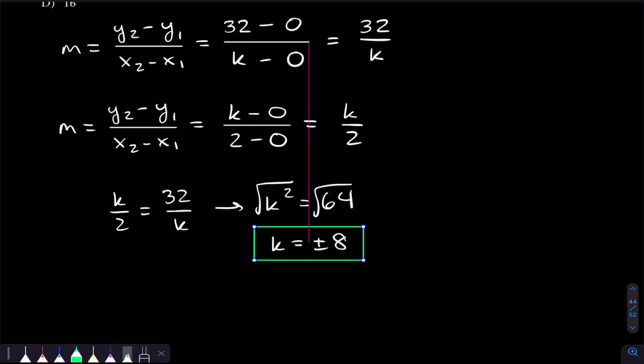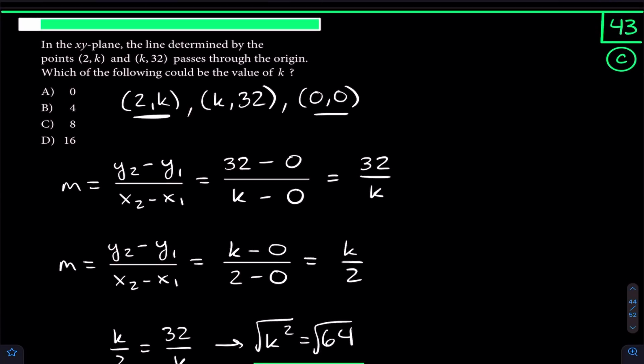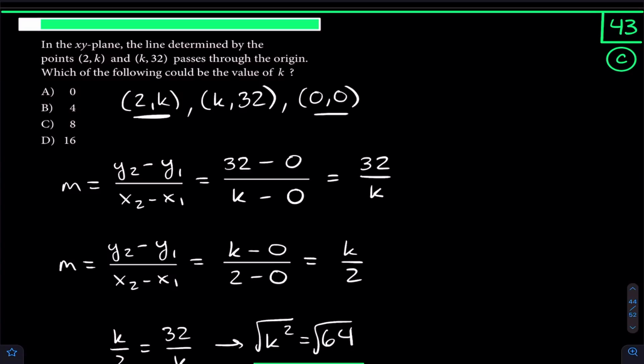Now, from here, I do want to note the answer doesn't seem to be here. We don't have a plus or minus 8. But read the question again. It says, which of the following could be the value of k? It's not saying what are all the possible values of k. It's just asking for one of the possible values. And we have one illustrated right there. We could have a positive 8 be the value of k. And so C works.